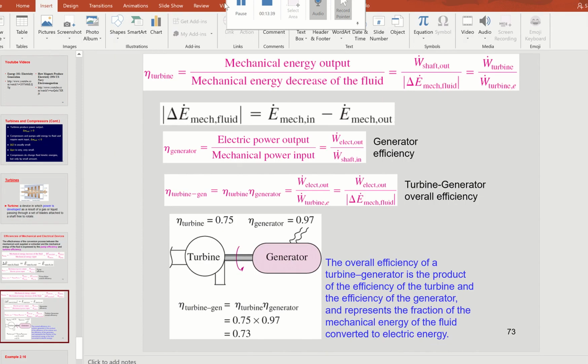So knowing that relationship, we can even look at this problem. We are given each individual efficiency, 0.75 and 0.97, for the turbine and generator. When we multiply them together, we get the overall turbine generator efficiency. All right, so that's the efficiency concept.